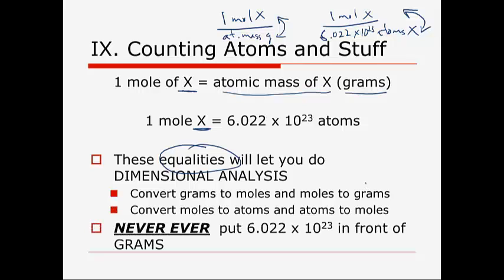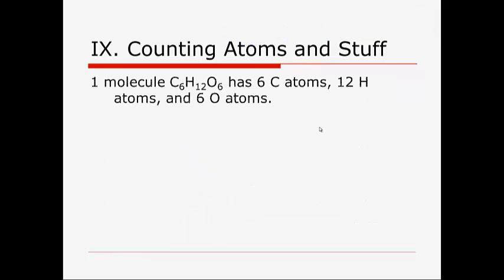Never, ever, ever put this number, 6.022 times 10 to the 23rd, Avogadro's number, in front of grams when you're setting up an equality. Okay? The grams always comes from the atomic mass, the one that you find on the periodic table. Okay? Now, a little bit more advanced, but not really.